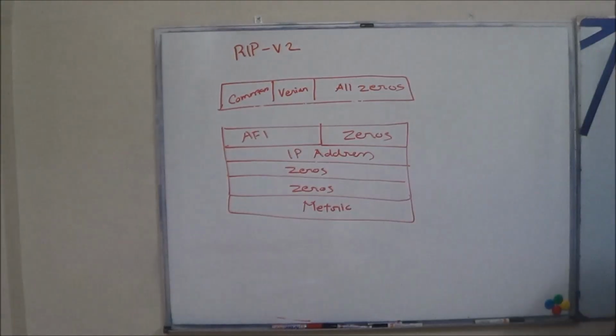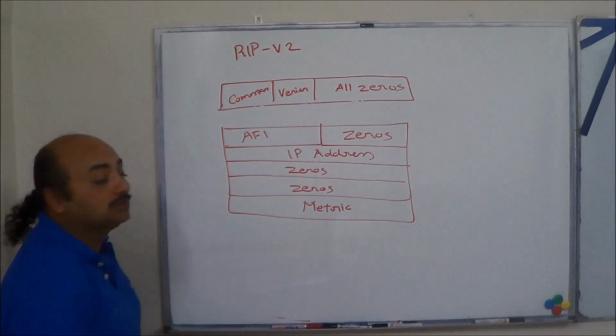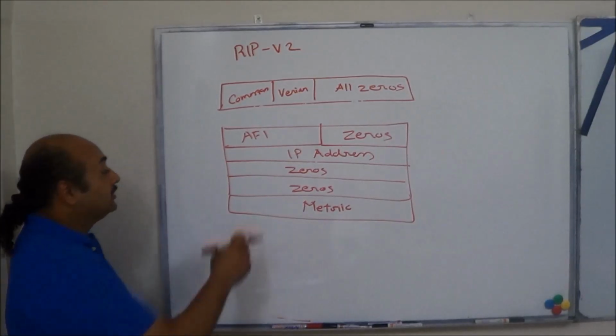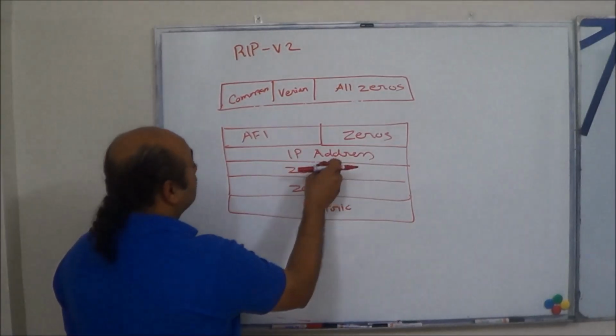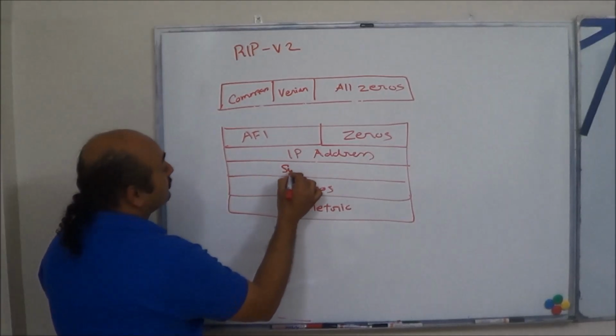Let's leave that thing. Okay, so the first important difference is the subnet field. Subnet address field. Where does it come? After IP. This one gets converted into the subnet address, subnet mask.